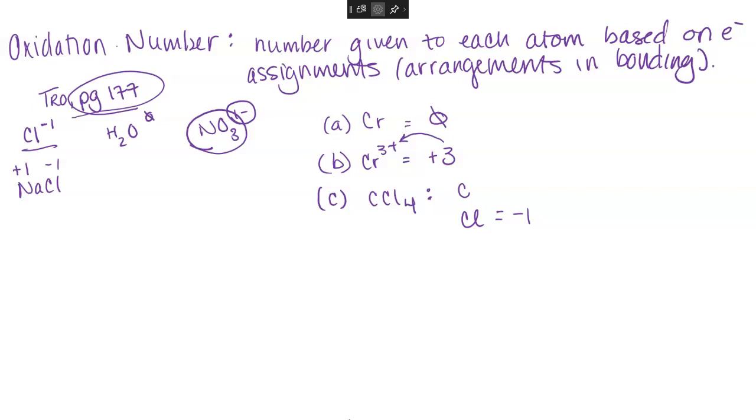To find carbon then, since we only have 2 elements in here, we would use a little bit of algebra. Carbon plus 4 chlorines has to equal the overall charge on the compound, which is 0. Does that make sense so far? Okay. Solving for this, what is the oxidation state of carbon equal to? Say it loud, say it proud. +4. Okay. Cool. Questions?